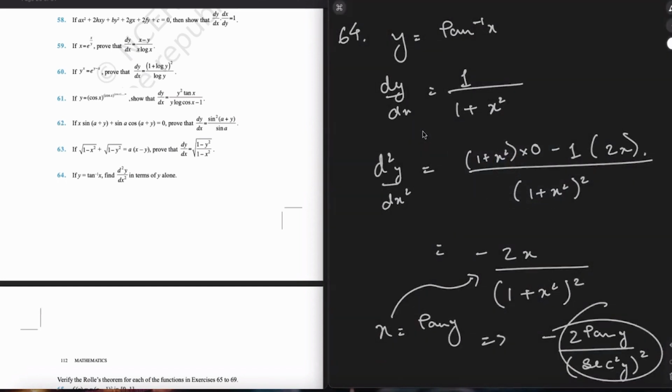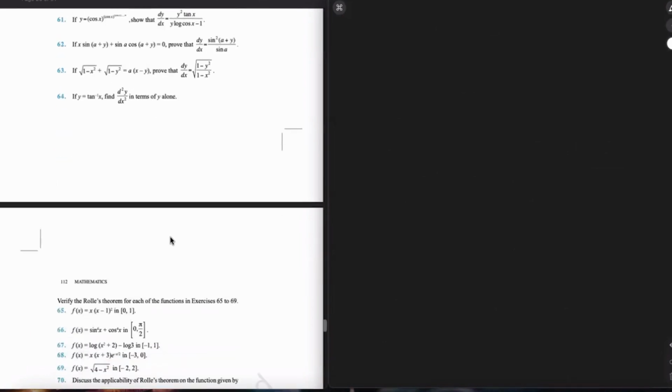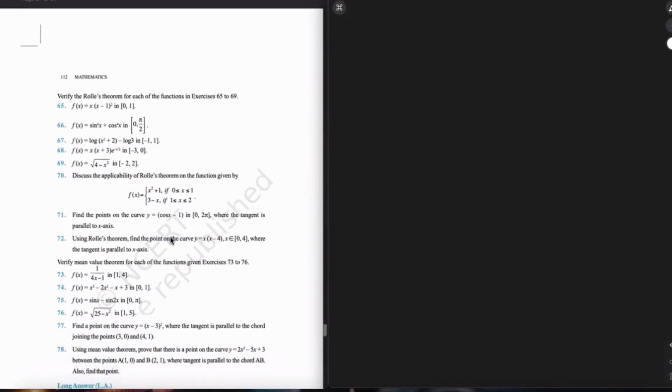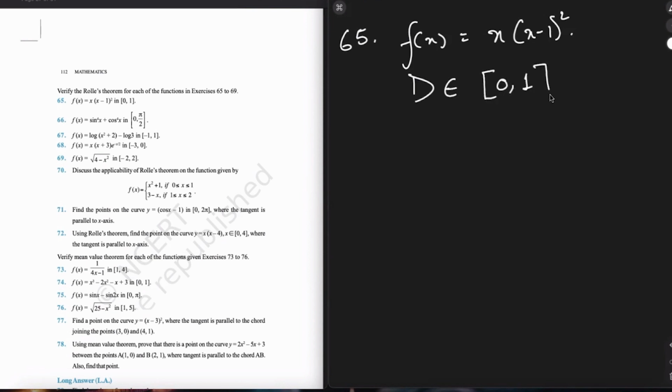Moving forward. Okay, we have to verify the Rolle's theorem. Question number 65. We have our f(x) is equals to x into (x minus 1) the whole square, and the domain D has been given to us as 0 to 1. So if you recall, I told you about Rolle's theorem.